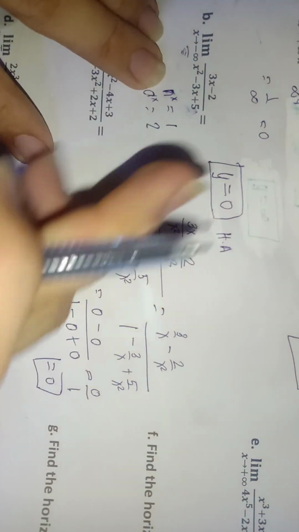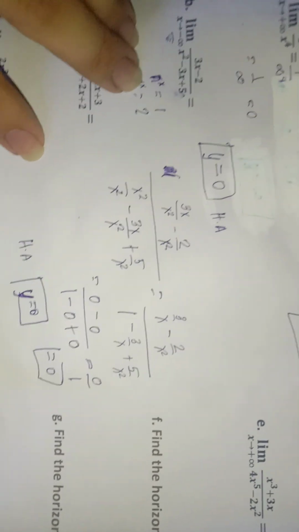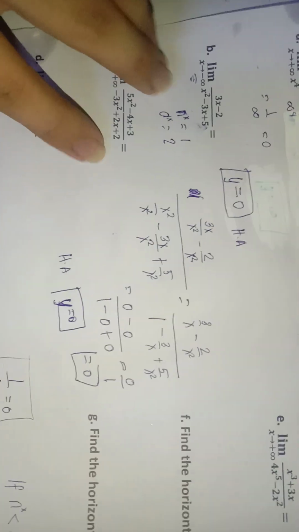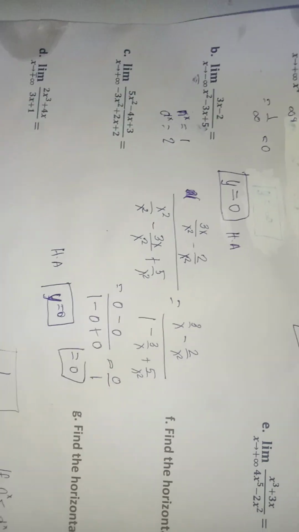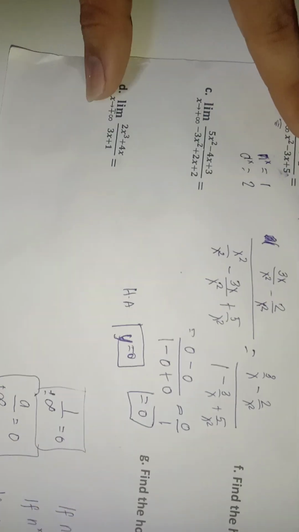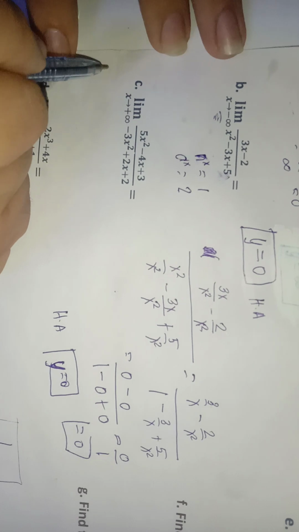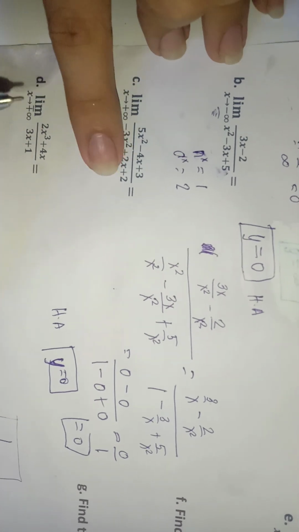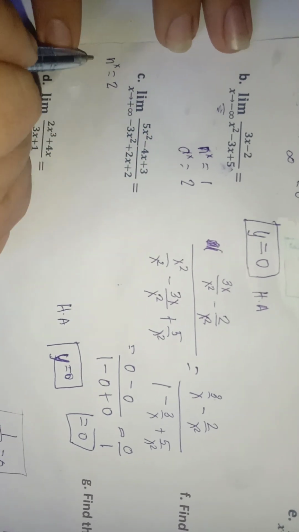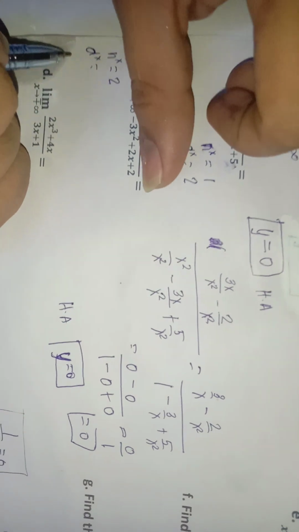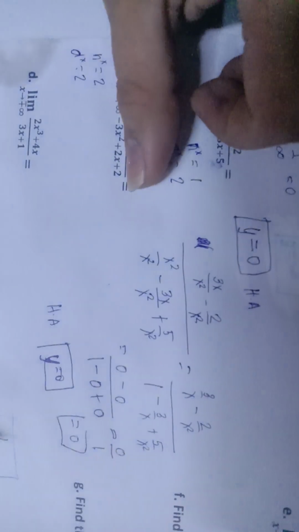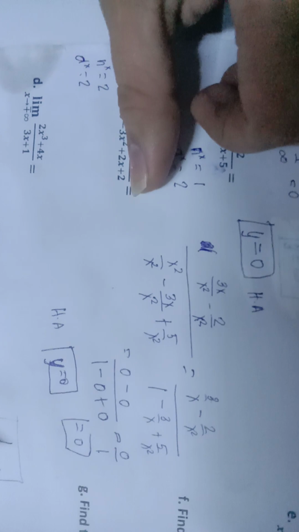So that is the process of how to get the horizontal asymptote of a function as x approaches either positive or negative infinity. Let's proceed to letter C. We will do the same thing: first find the degree of the numerator. The degree of your numerator is 2. The degree of your denominator is also 2. Are they the same? Yes, they are the same.